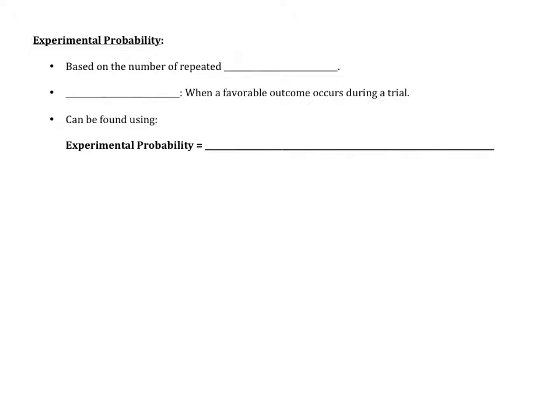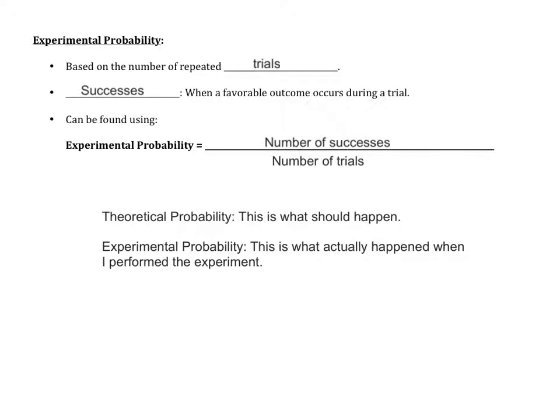Experimental probability means that I actually performed the experiment and this is what actually happened. So experimental probability is based on the number of repeated trials of the experiment. When you have a favorable outcome occur during the trial, that is called a success. You can find experimental probability by taking the number of successes divided by the number of trials. So again, theoretical probability is this is what should happen. Experimental probability is this is what actually happened when I performed the experiment. I would write that down so you're sure which one is which when you are doing your homework or answering questions on a test or a quiz.